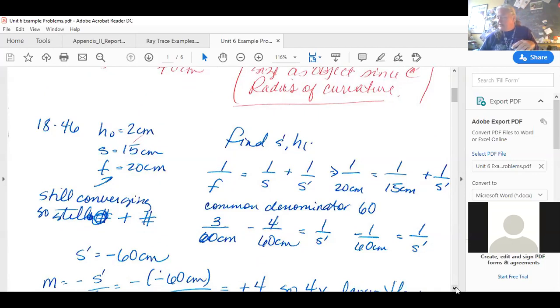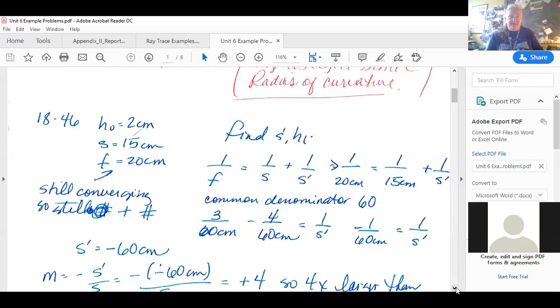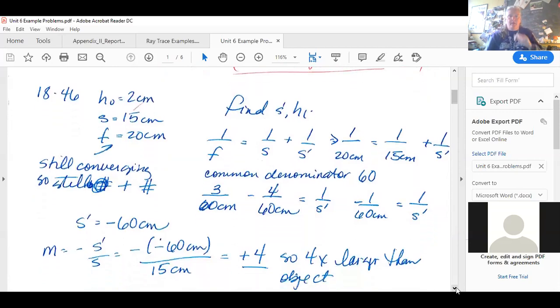So now I've got a 2 centimeter tall object that is 15 centimeters in front of a converging lens that has a 20 centimeter focal length. So I've got the same lens, I've got the same object, but now I'm at 15 centimeters. So now I'm inside the focal length. So now I know from those pictures that I've gone to a diverging system and I'm going to form a virtual image. So let's see if the math backs that up.